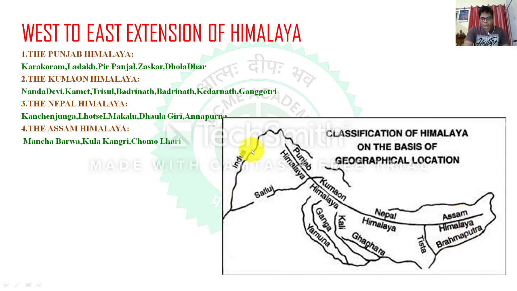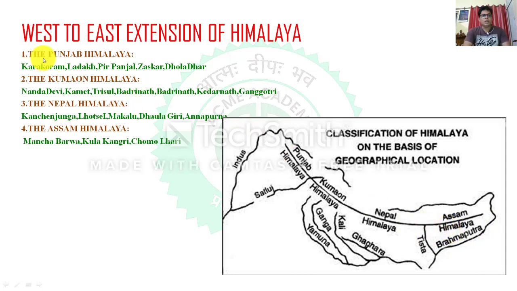This division comes from the rivers and their distribution. From the Indus to the Satluj river, it is called the Punjab Himalaya. From the Satluj to the Kali river, it is called the Kumaon Himalaya. From the Kali river to the Tista river, it is called the Nepal Himalaya, and from the Tista to the Brahmaputra river, it is called the Assam Himalaya. So one by one we will discuss.